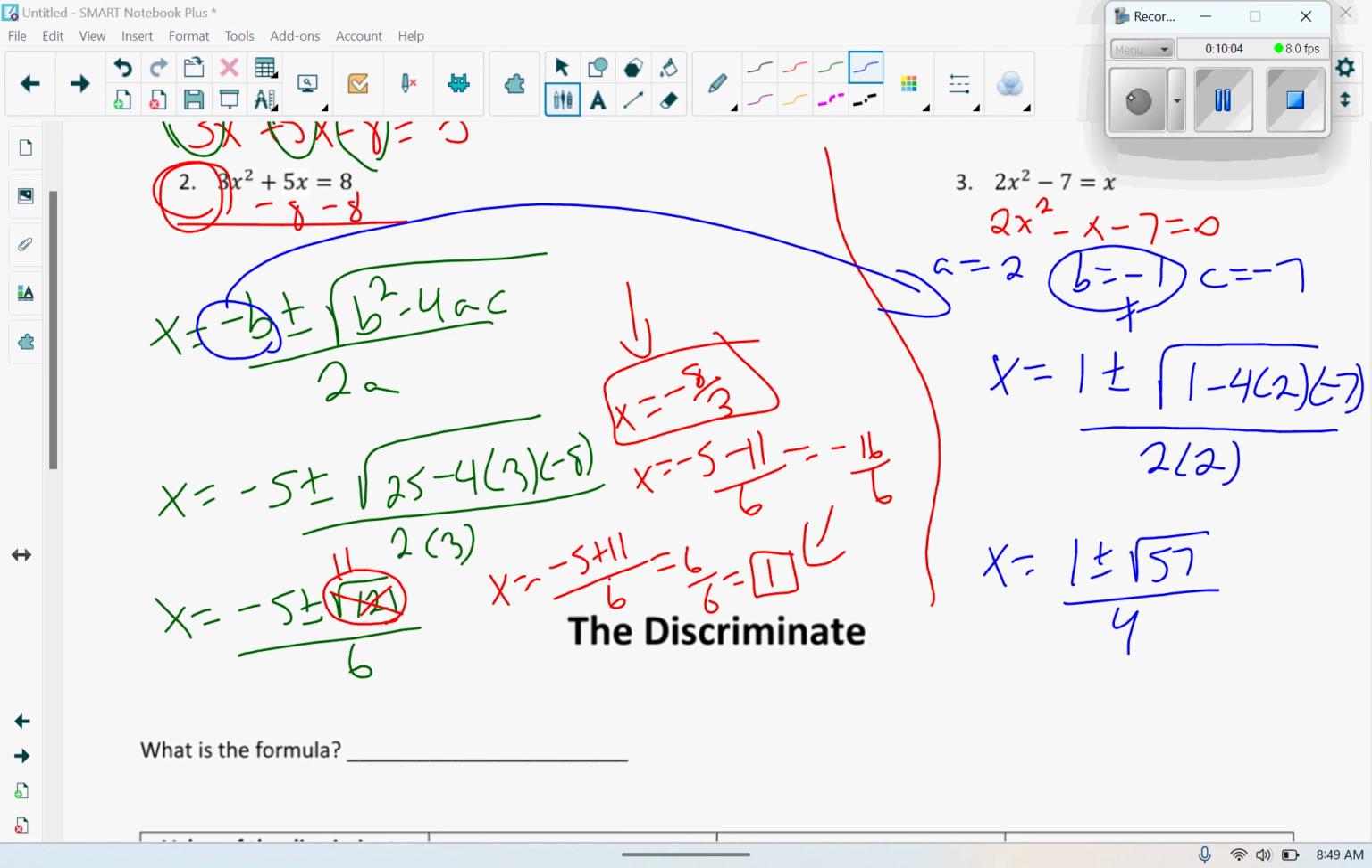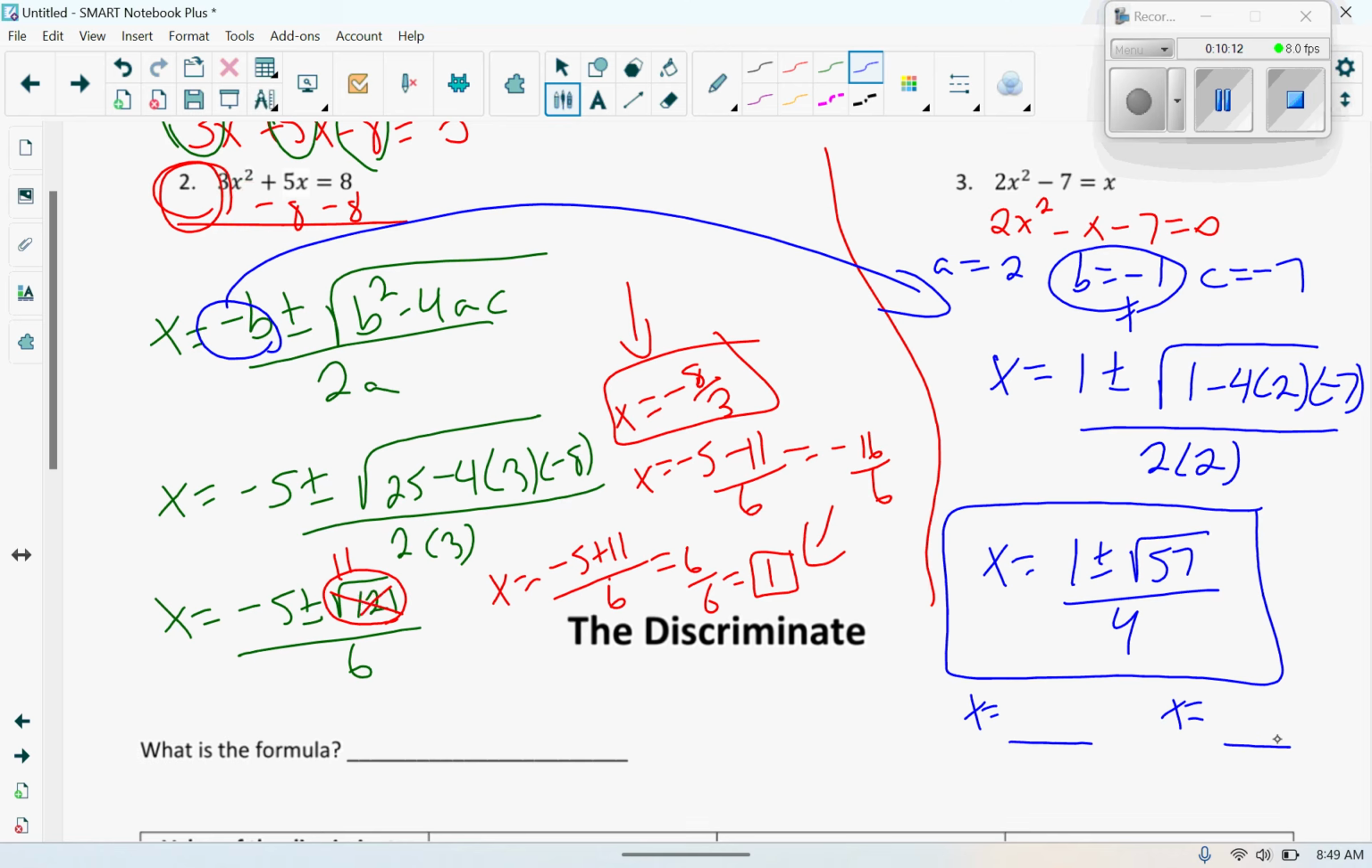Okay, and so when I put everything together, I get this, and I can't take it any further. But again, I just kind of want to practice. If I had to have it as a decimal, what would that look like? So I'm going to type in my calculator 1 plus square root of 57 divided by 4, and I'm going to get my answer and then divide it by 4. If you're not getting what I'm getting, that's probably what you're doing wrong.